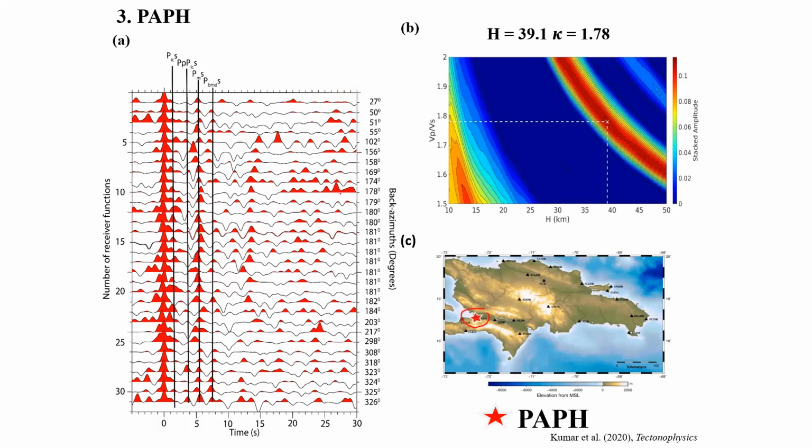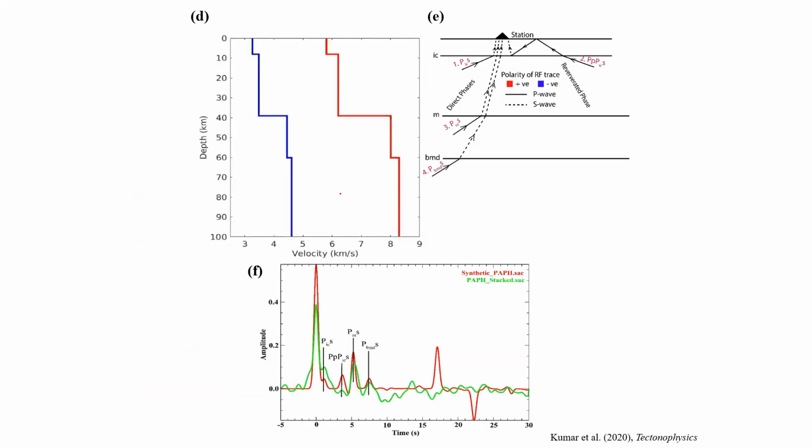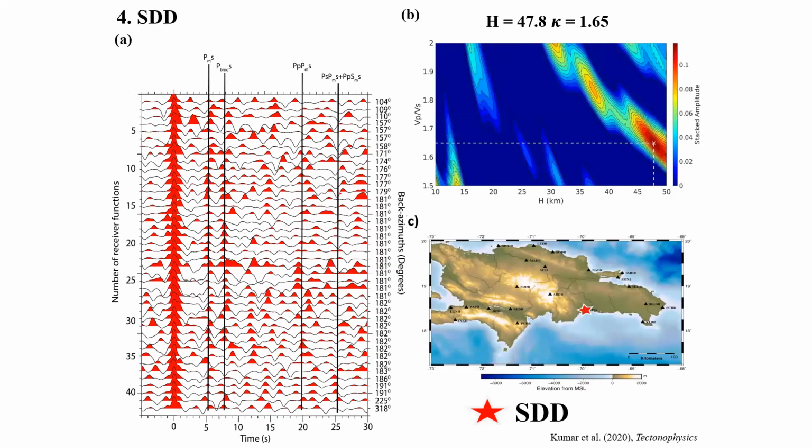And this is the gather, and he did the modeling again to confirm the conformity of his results, which he has produced. And this is for SGD. The SGD station was located somewhere here, and the H kappa stacking results were somewhere here. You can see the Moho is around 47.8 kilometers and kappa is 1.65.